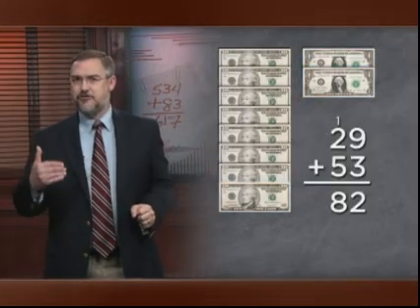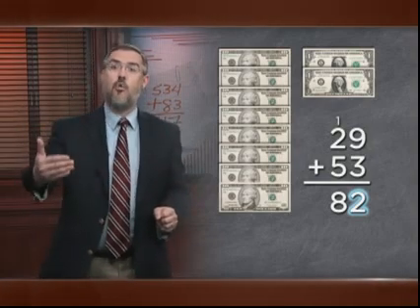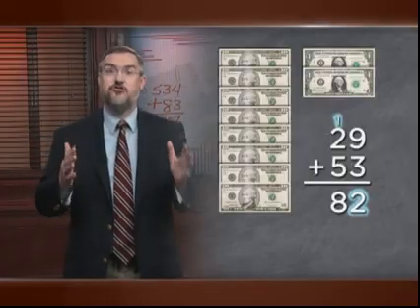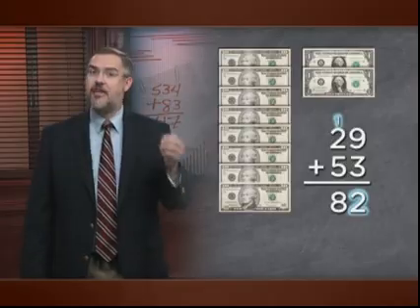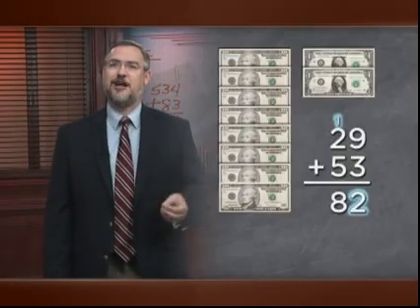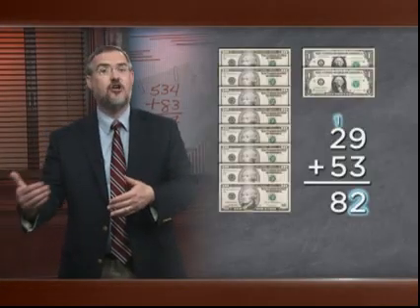So I have that 2 that goes into the ones digit, and I have this new 1 that goes into the tens digit, and that's coming from this new $10 bill that came out of the picture. Now, that's where the extra little 1 comes from. It comes from that $10 bill that I got from exchanging it for 10 $1 bills.